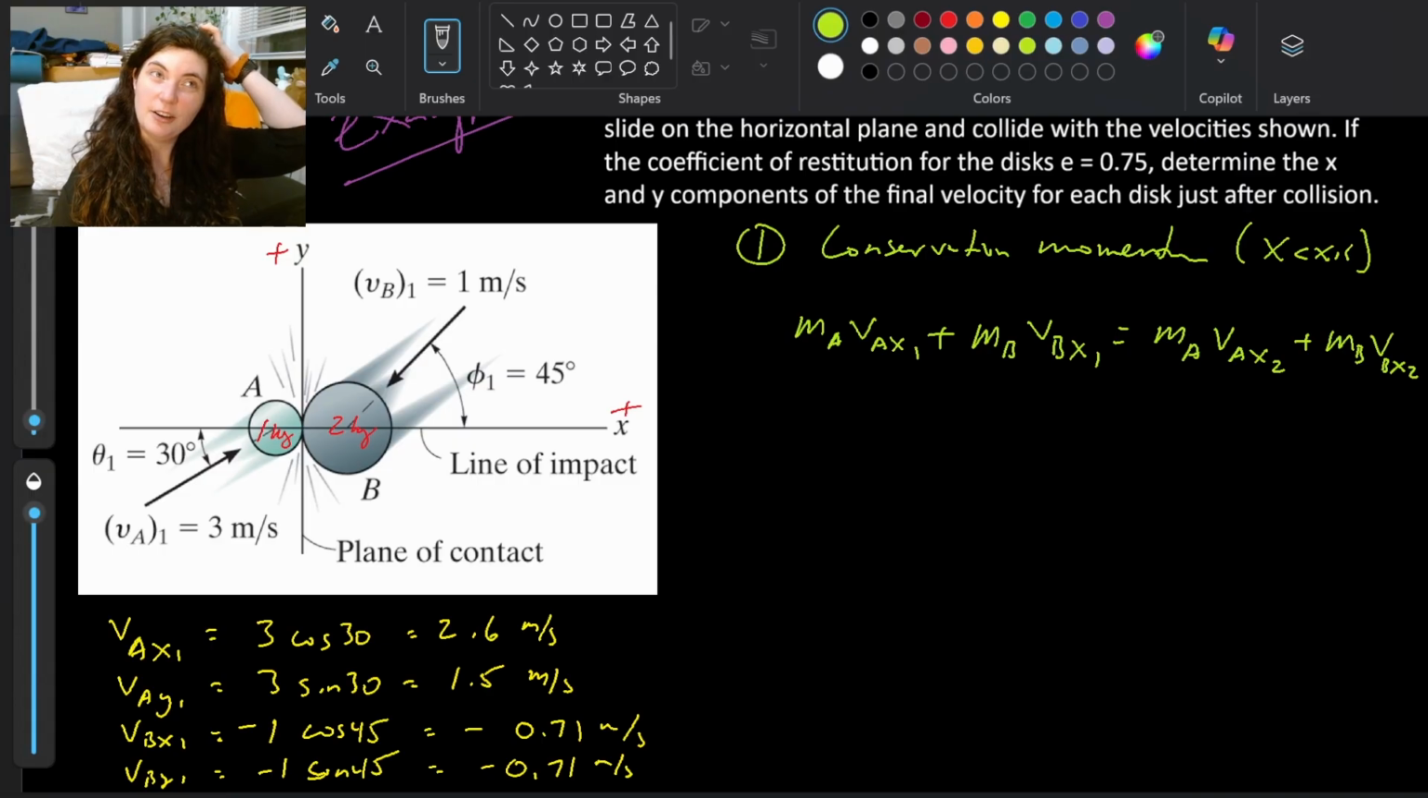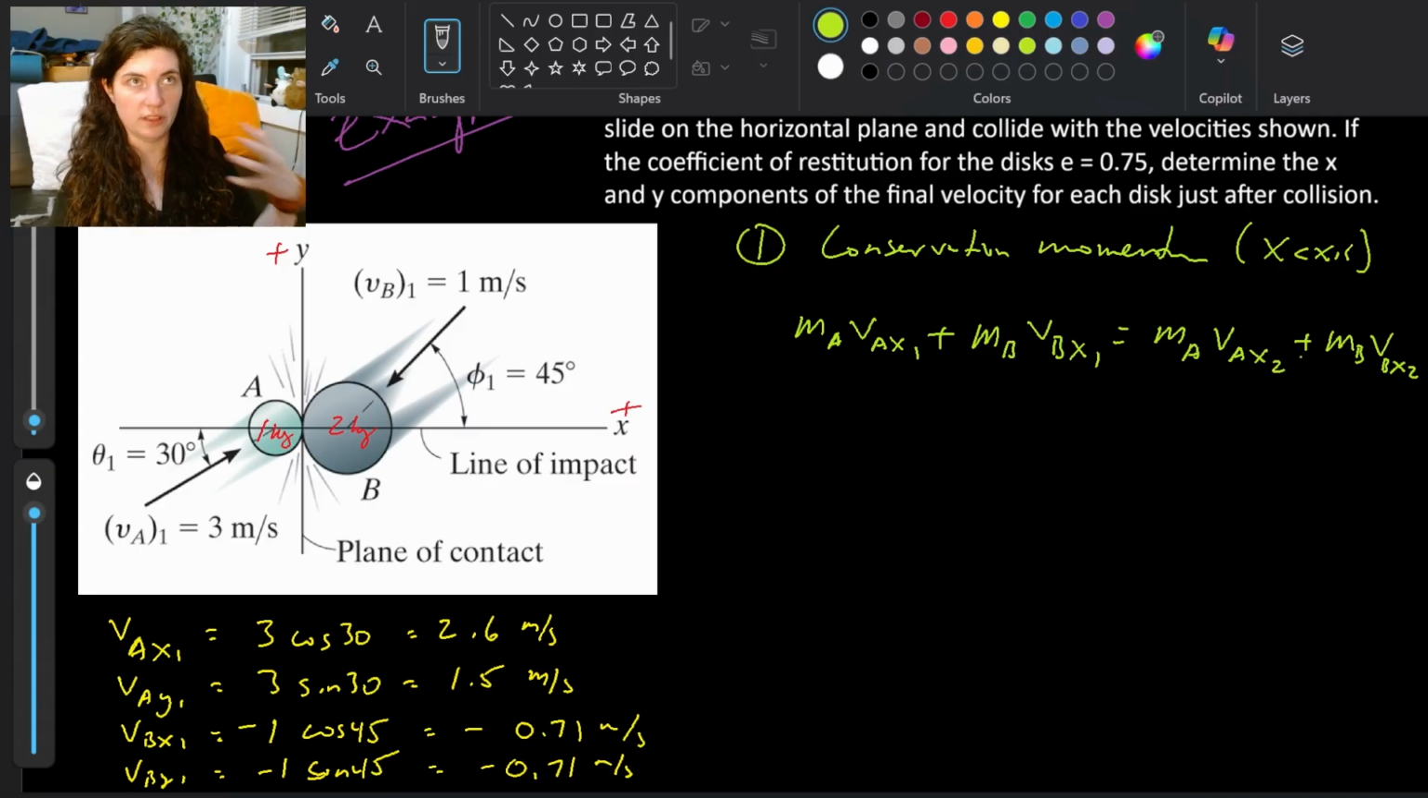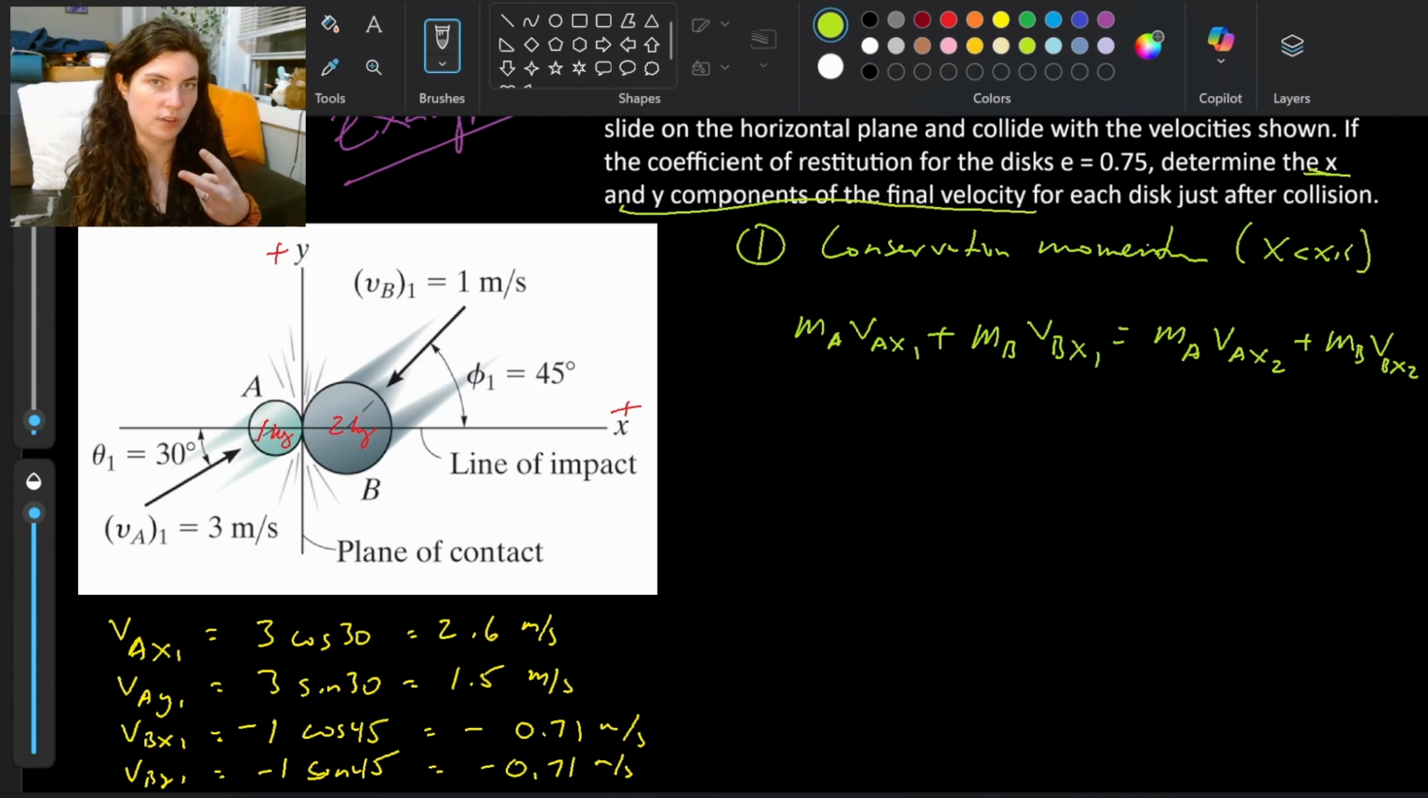Right, so here I have two unknowns. I know that I'm going to end up with 4 unknowns total, 4 things I'm solving for, because I want to find the x and y components of the final velocity. 2 final velocities, an x and y direction, 2 times 2 is 4.